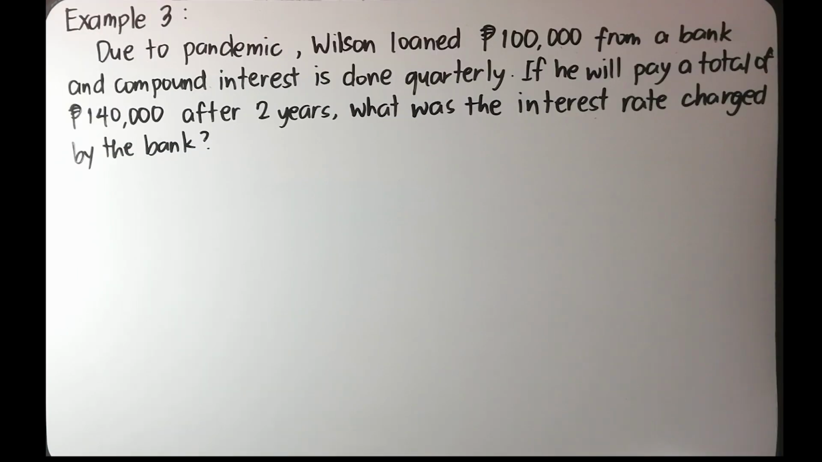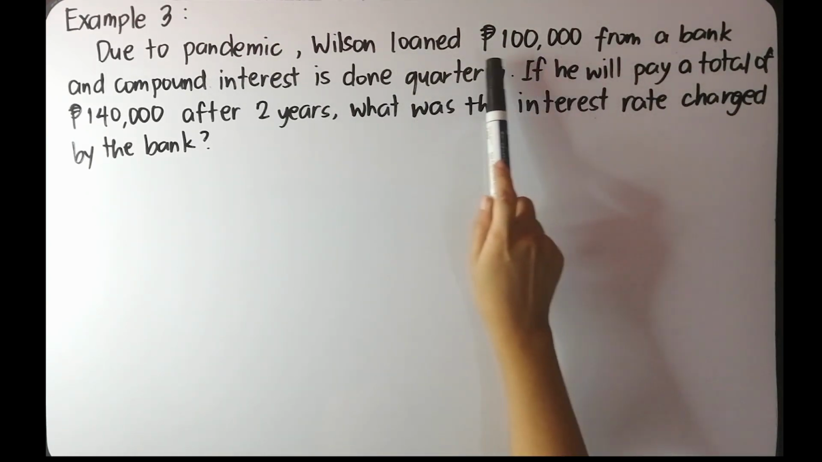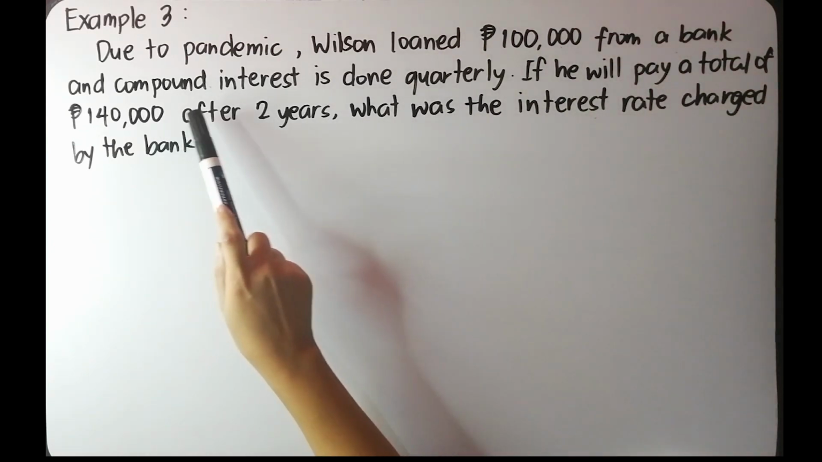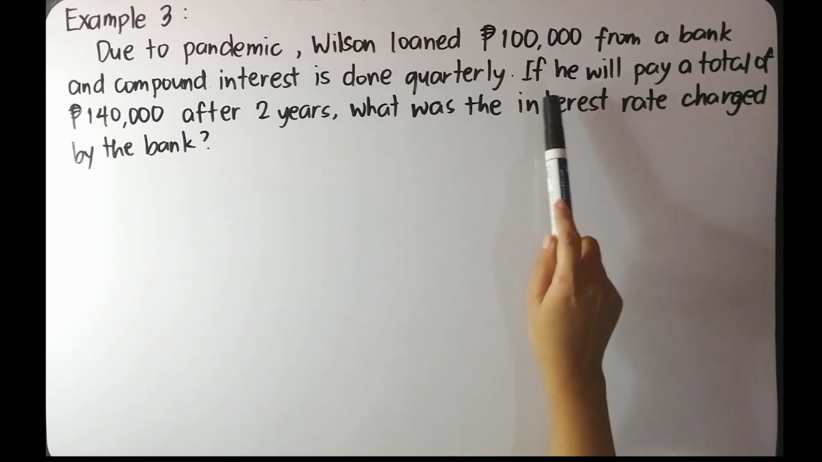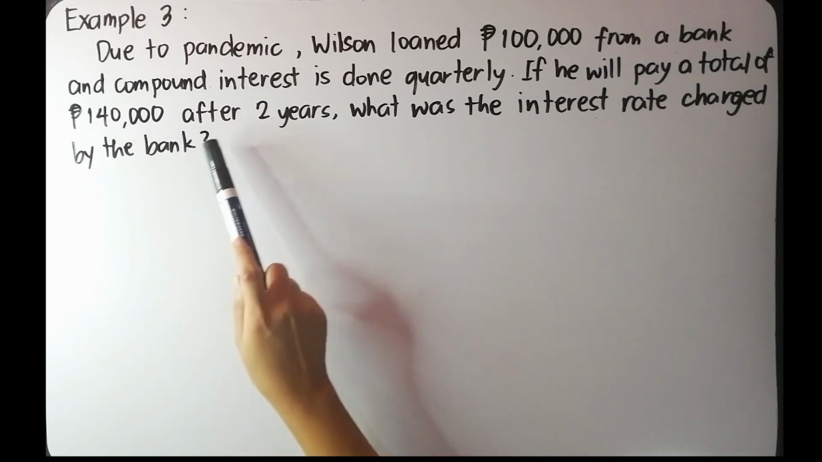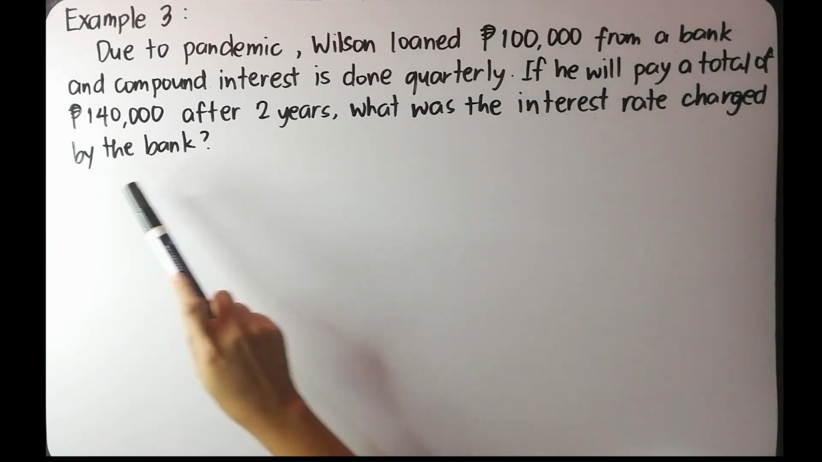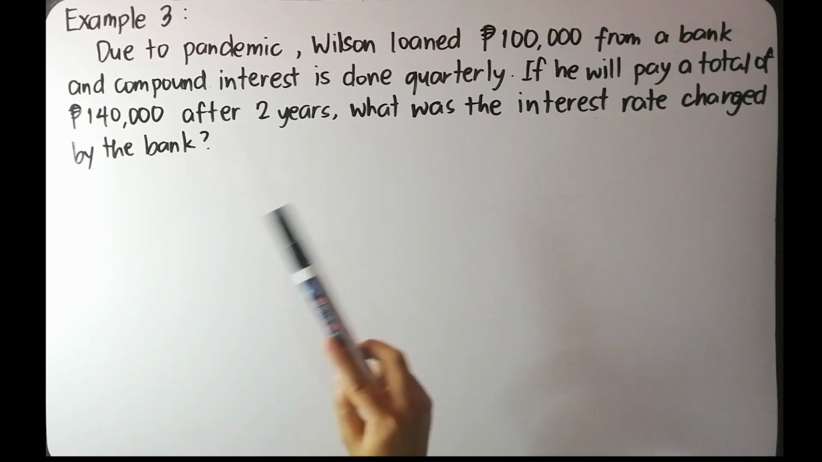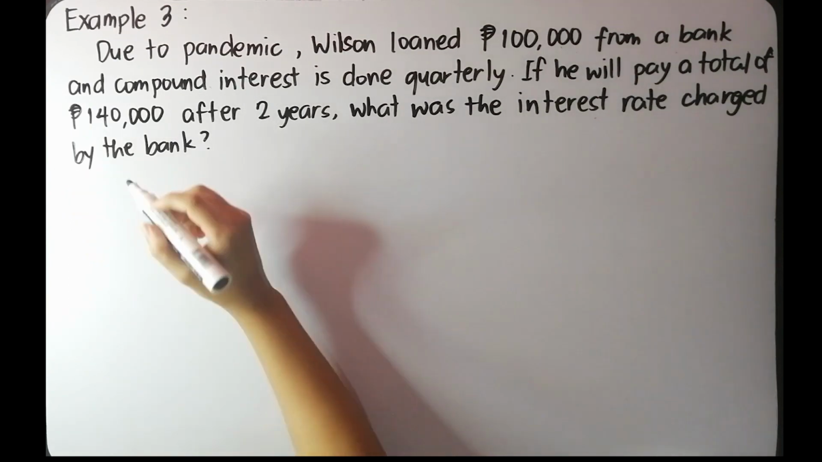Example number 3. Due to the pandemic, Wilson loaned 100,000 pesos from a bank and compound interest is done quarterly. If he will pay a total of 140,000 pesos after 2 years, what was the interest rate charged by the bank? Because of the pandemic, many people experienced unemployment. So let's have this problem.